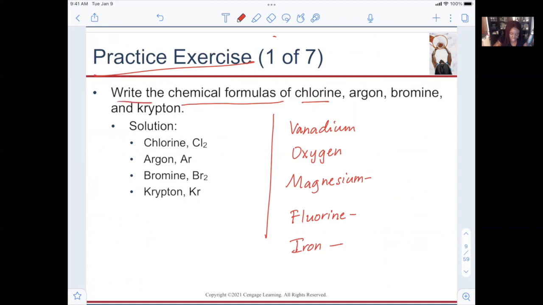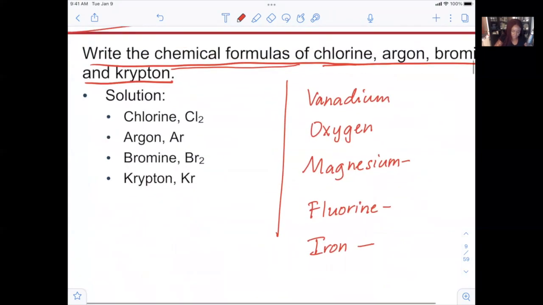We're told here, write the chemical formulas of chlorine, argon, bromine, and krypton. This has been done for you. Remember, the assumption here is this is elemental chlorine. You write it as Cl2 because it's part of the Brinkelhoff family. Argon is not, so you write it as Ar. You find the symbol from the periodic table. Bromine, part of that Brinkelhoff family, so once again, you got to put Br2. Krypton, not part of the family of Brinkelhoff, so you put Kr, no sub 2, okay?